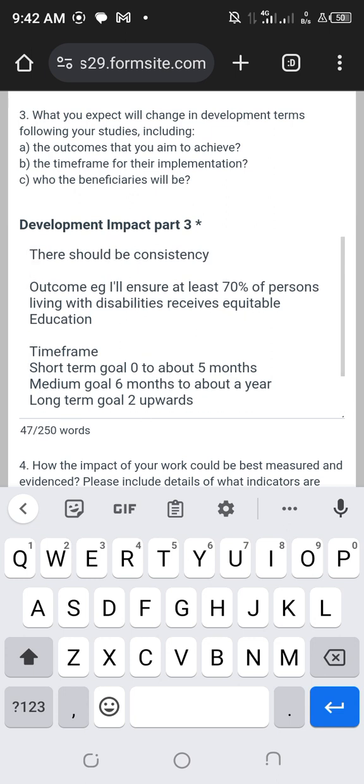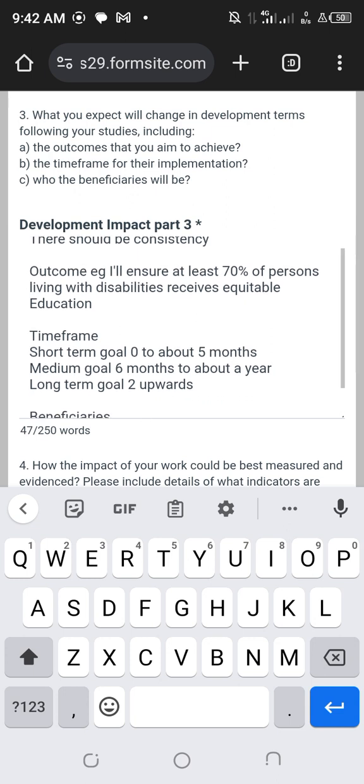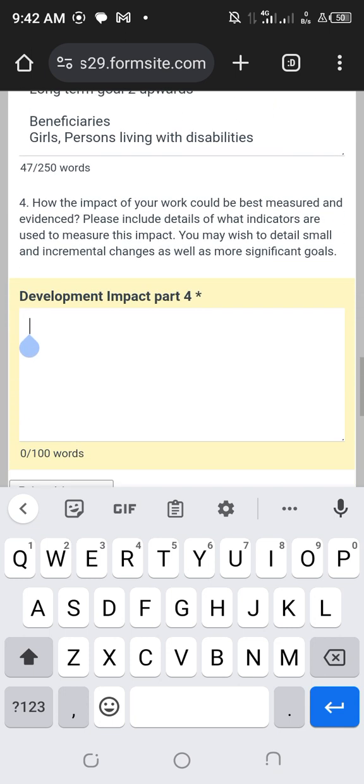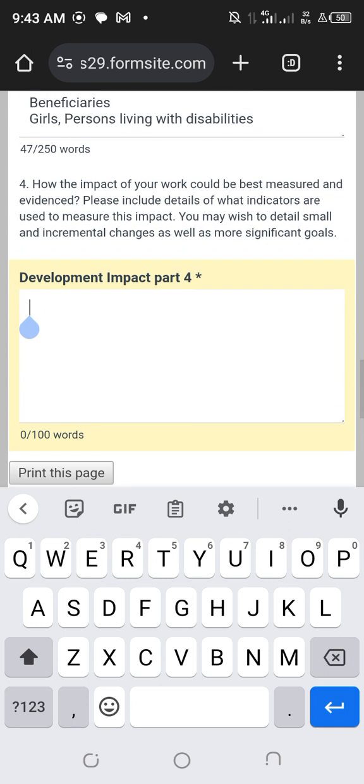Okay. Now in the outcome, you say 70% of persons receive equitable education. Come here and really explain. From your previous first essay, remember you've already given some figures out of the total number of persons living with disabilities who lack equitable education. 70% of this figure, which would be the total number.